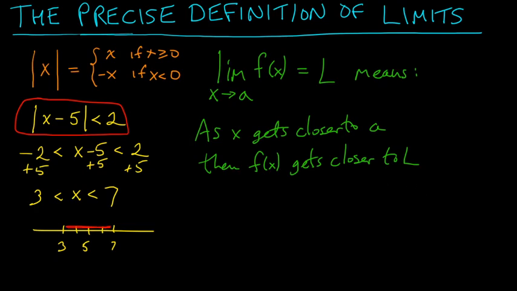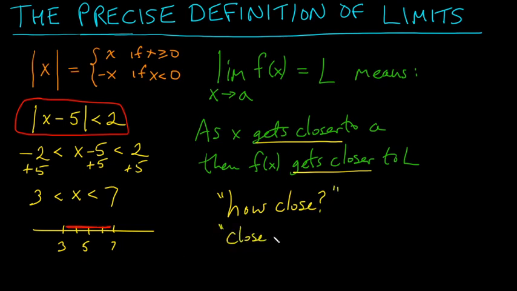One thing that might have bothered you about this definition is, what do we really mean by getting closer? The question that should be on your mind is: how close? What does it mean to be close enough? What counts as being close enough? For example, let's say x is approaching 17. What's close to 17?